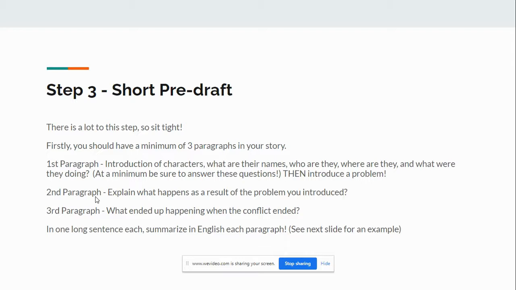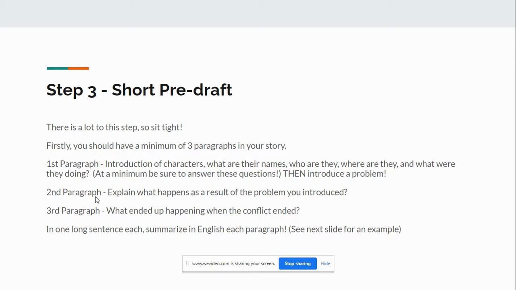Make sure that you answer those questions before you introduce your problem, because it sets up your story for a clear beginning. Remember, we start our stories with hubo una vez, there once was, or it's once upon a time as well. Then introduce your problem. What was the problem that could be in the story?